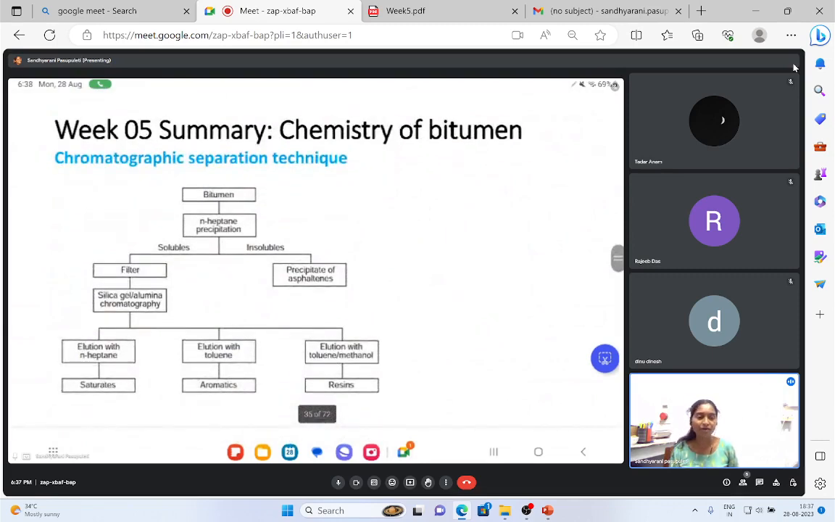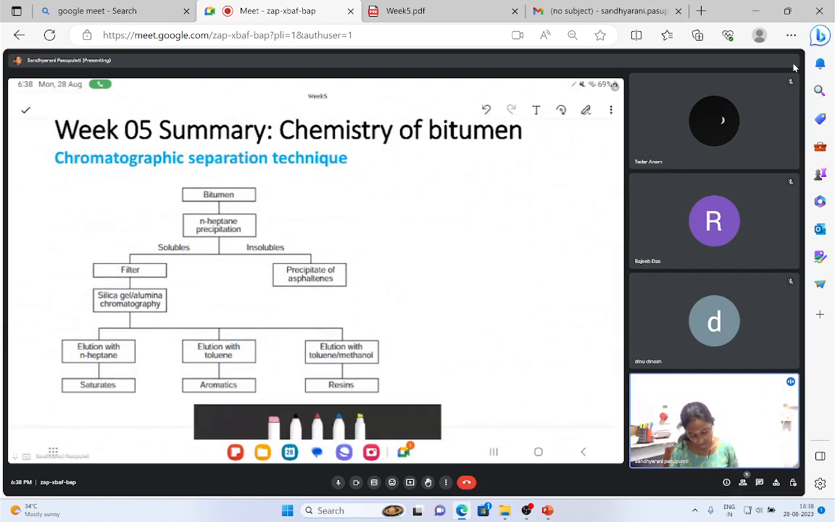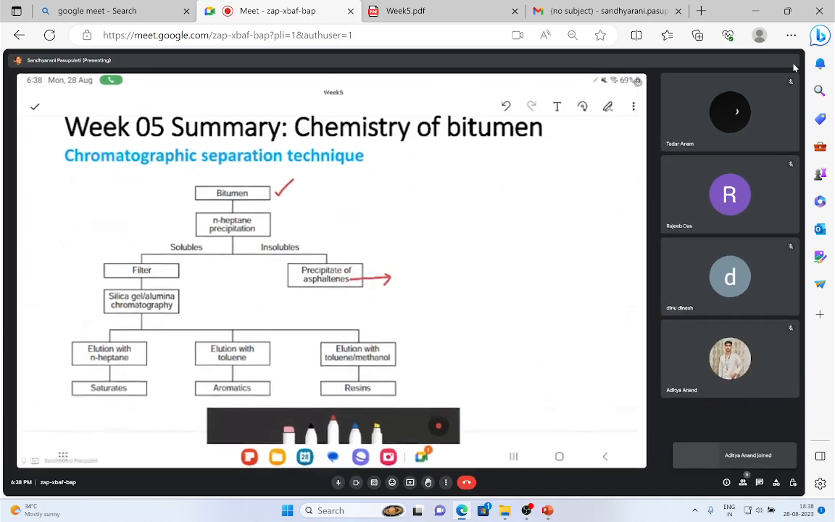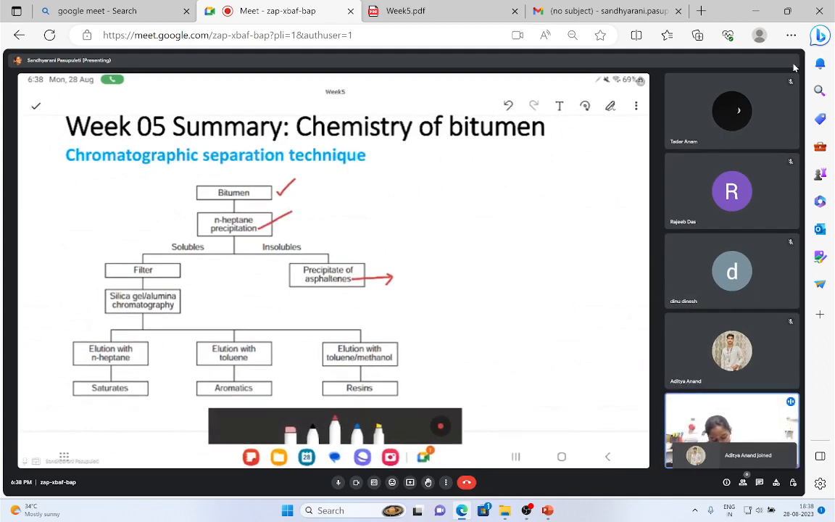At any time, if I want to separate these four fractions from the bitumen, there is a chromatographic separation technique. Let us say I have bitumen. We know that from bitumen, we can separate the asphaltenes by precipitation. So we add N-heptane to the bitumen, and we get the asphaltene separated. Once I separate the asphaltene out of the bitumen, whatever is present other than asphaltenes will be the remaining SAR fractions. So now I have that liquid. I will take that SAR liquid and use N-heptane again. Whatever is separated first will be the saturates.